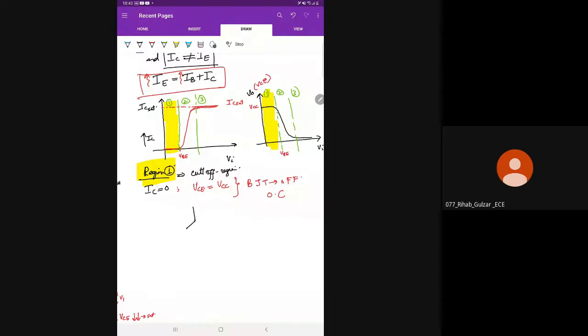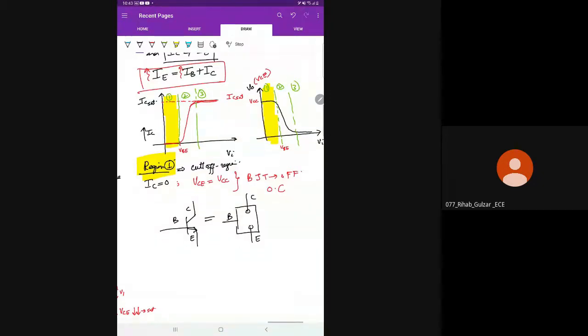So the equivalent circuit of our BJT will be like this. This is emitter, collector and base. The equivalent circuit of the BJT will be an open circuit. So this is collector, this is emitter, and this is base.